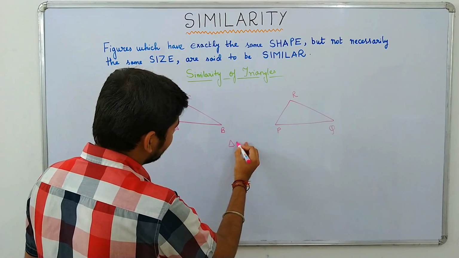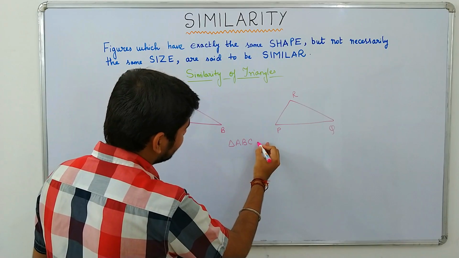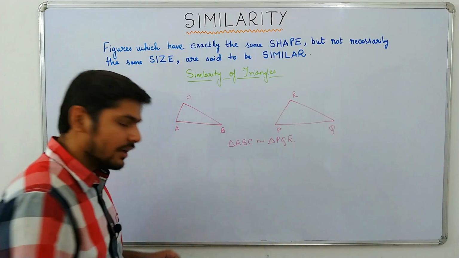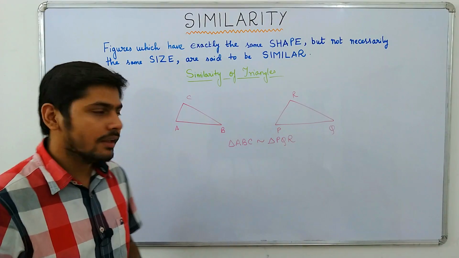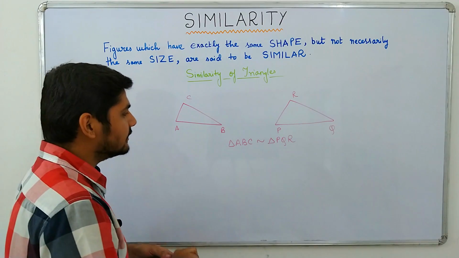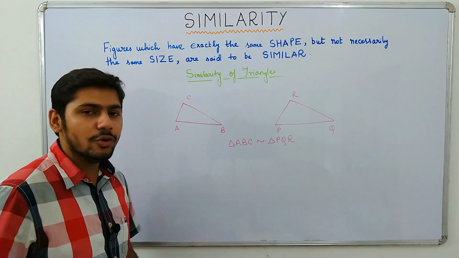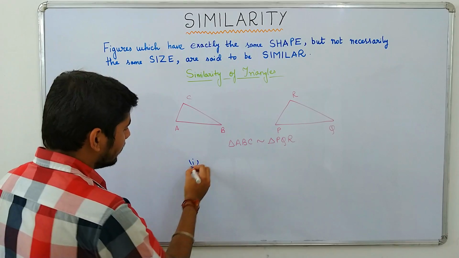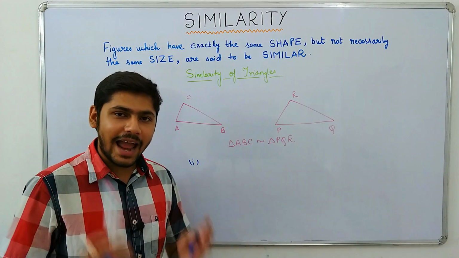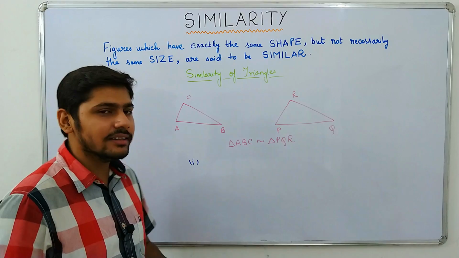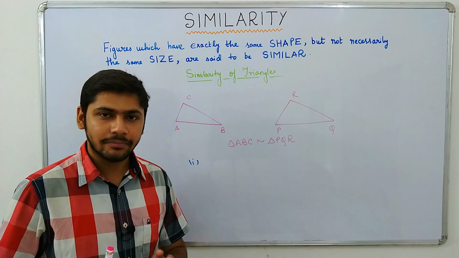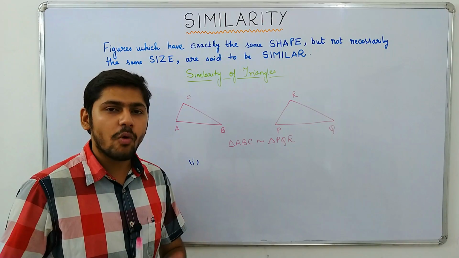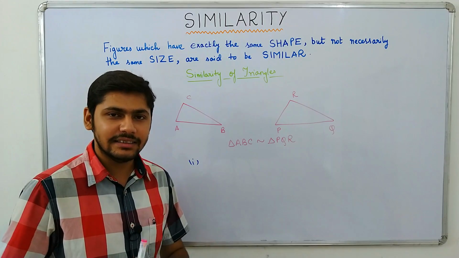That means triangle ABC is similar to triangle PQR. Okay. Now, what does this mean? Whenever we say that 2 triangles are similar to each other, we can deduce 2 things. First of all, we can deduce that the corresponding angles of both the triangles will be exactly the same. Let me repeat it once more. The corresponding angles of both the triangles will be exactly the same.